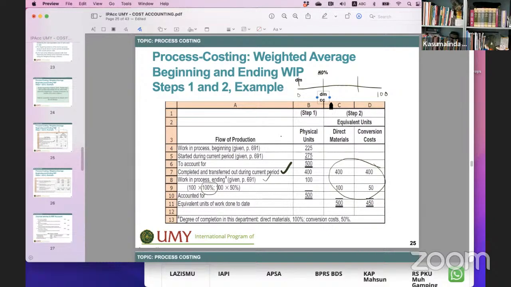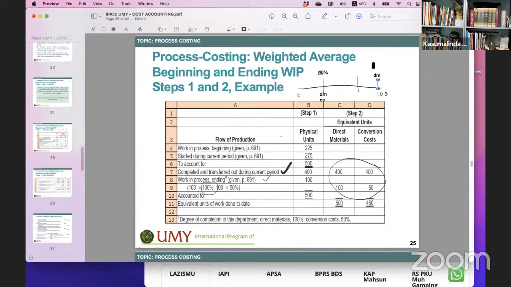Okay, for example, let's assume now the direct material is added at the end. Let's say I move this direct material to the end of the process. It is not added in the beginning, but now it is added at the end of the process. So what happens if it is added at the end of the process? At the end doesn't mean that the process is already complete. It's when the process is about to complete, then the direct material is added.